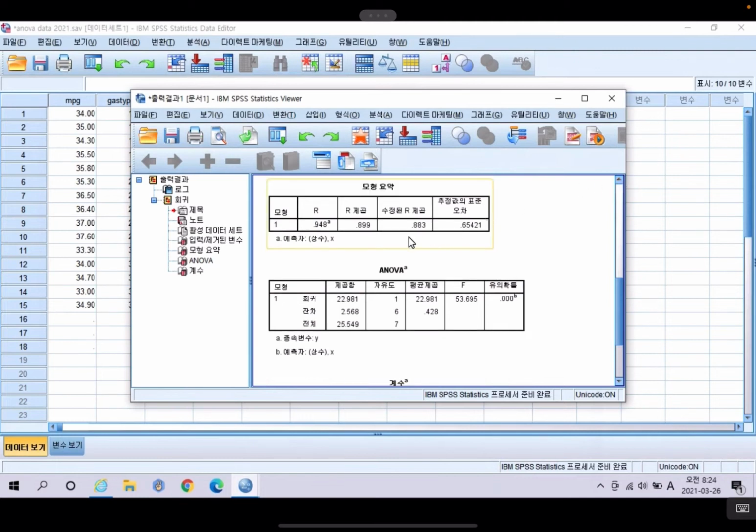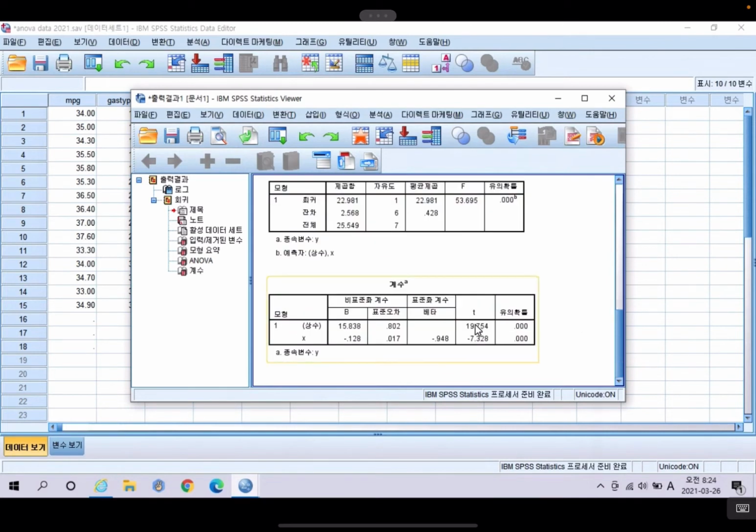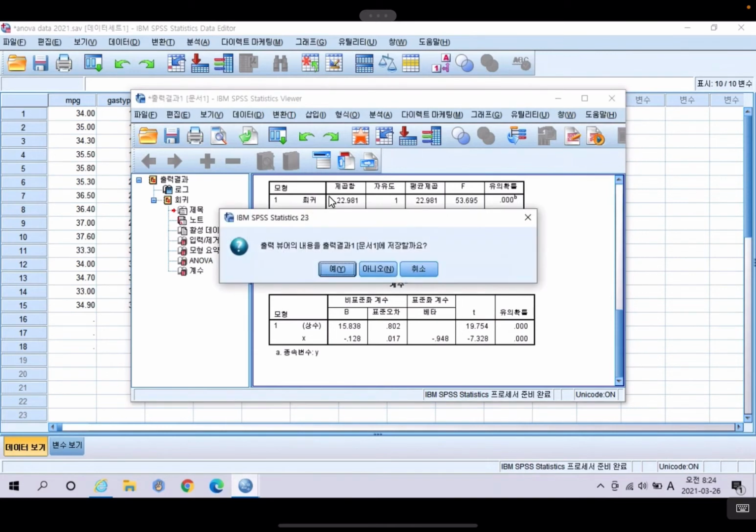One is for the R square value, another one is the ANOVA table, and another one is the coefficients. Here the 15.838, that's the intercept, and the negative 0.128, this one is the slope. So we are going to focus on interpreting these three tables.